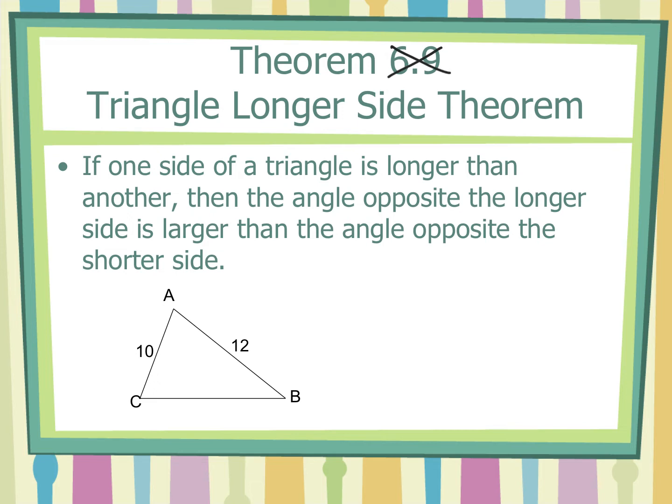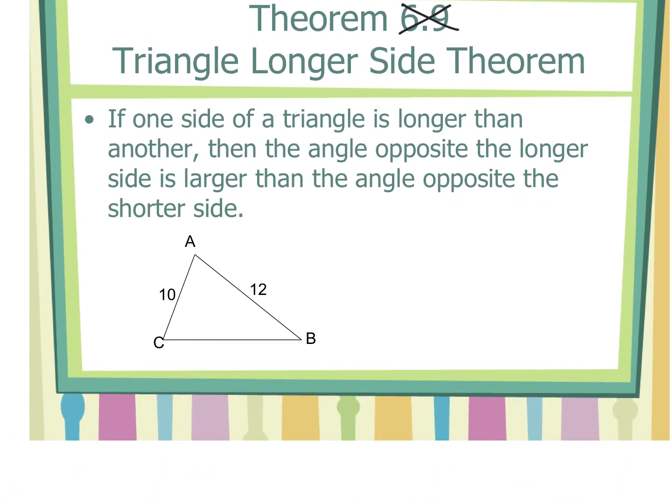The first one is called the triangle longer side theorem. And what this states is that if one side of a triangle is longer than another, then the angle opposite the longer side is larger than the angle opposite the shorter side. So for example here, what all that means is that we've got 2 side lengths that are given here. I've got side AC, which equals 10, and I have side AB, which equals 12.